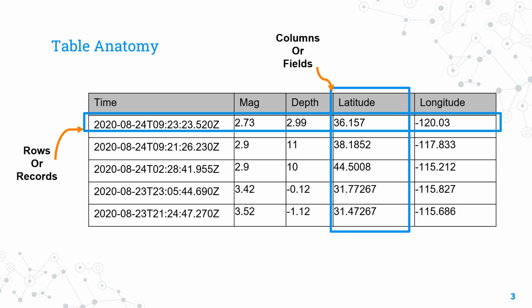Rows are commonly referred to as records. These are single observations, for example, an instance of an earthquake event. Each earthquake event has entries for the day and time when it occurred, the magnitude, the depth, and the location expressed in latitude and longitude.